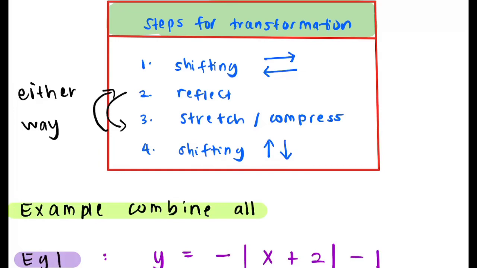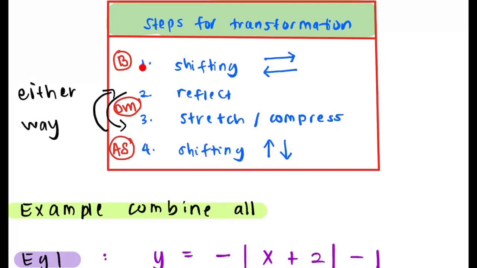So why do we follow all of these rules here? Because we are following BODMAS. Shifting horizontally left and right is in the bracket. Reflect and stretch is either divide or multiplication. And lastly, shifting up and down is addition or subtraction. So since we are following BODMAS, we need to maintain the position of the steps here.